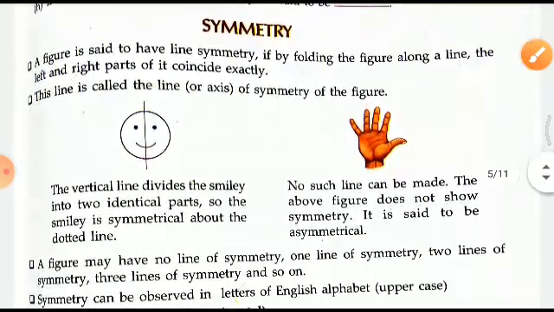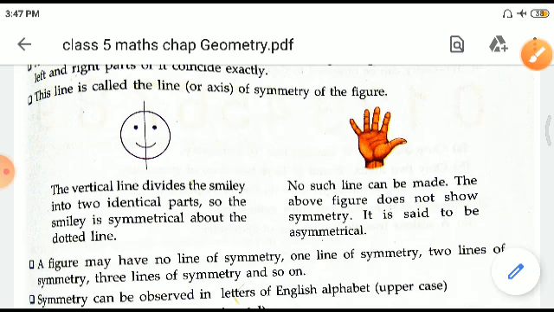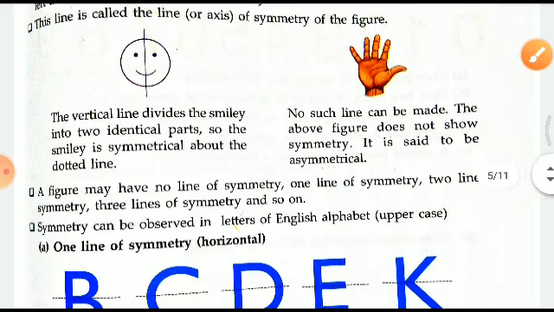Now we come straight away to symmetry. A figure is said to have line symmetry if, folding the figure along a line, the left and right patterns of it coincide exactly. The line is called the line of symmetry, as you can see in the figure. If we fold this one from this line, you will find two equal halves. In our hand, there is no such line of symmetry because the thumb is entirely different from this finger. Right? A figure may have no line of symmetry, one line of symmetry, two, three, and so on.